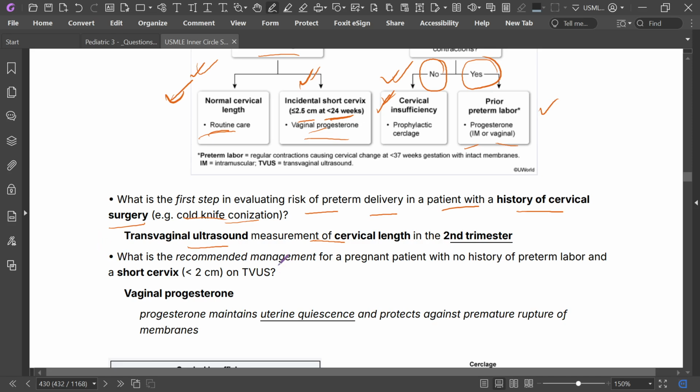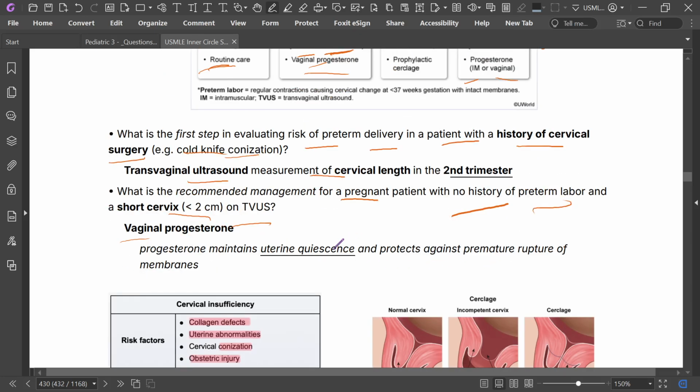What is the recommended management for a pregnant patient with no history of preterm labor and a short cervix? No history of preterm labor, short cervix on transvaginal ultrasound: vaginal progesterone should be given. Progesterone maintains uterine quiescence and protects against premature rupture of membranes. If there is a short cervix less than 2 centimeters on TVUS, give vaginal progesterone.